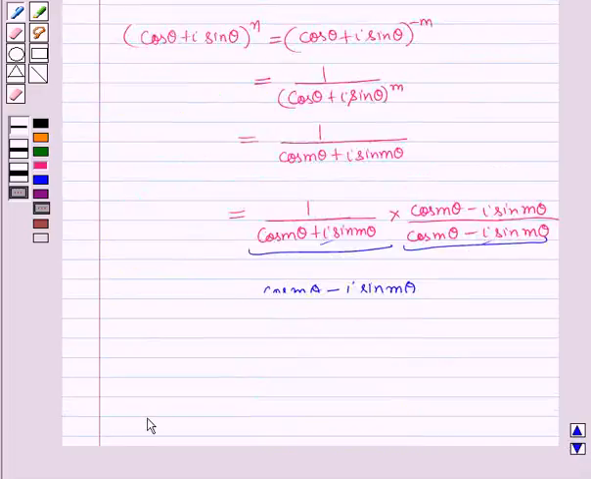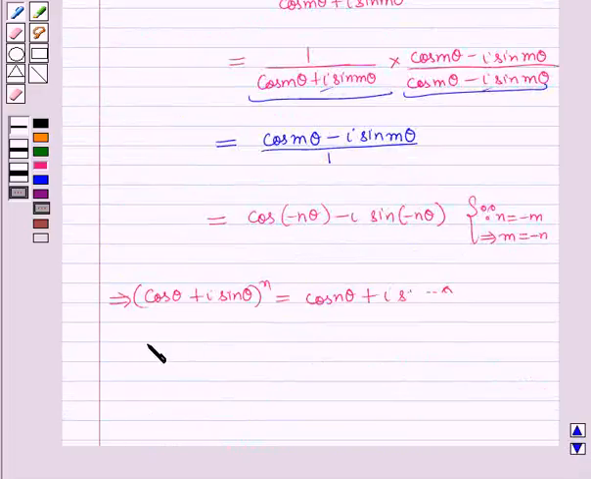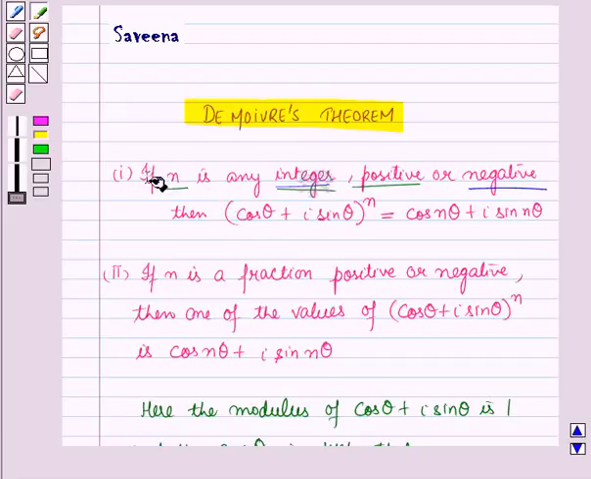Now this is the result of case 1, and this is the result of case 2. So from the case 1 and 2, we get that when n is an integer, positive or negative, then cos theta plus iota sine theta whole raised to power n is equal to cos n theta plus iota sine n theta. So we have discussed the cases when n is an integer, positive or negative.